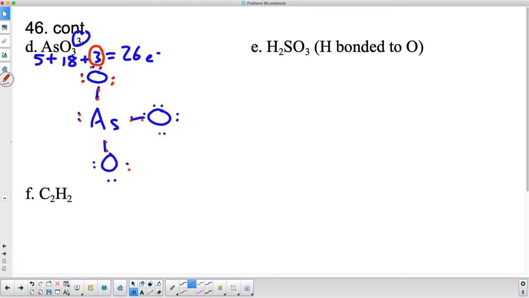So I'm just going to go back to blue, and I always do this when I have a polyatomic ion: I always put it in brackets, and then I put my -3 here to show I have 3 extra electrons, and this is what my polyatomic ion looks like. Always with the brackets when there's a charge. See what you can do with E and with F, and we'll continue on.